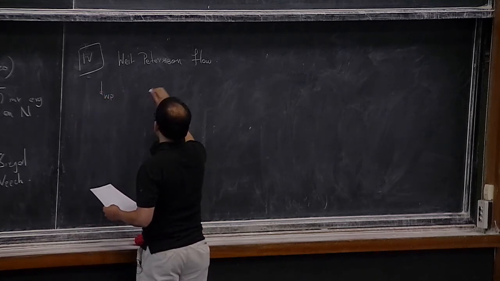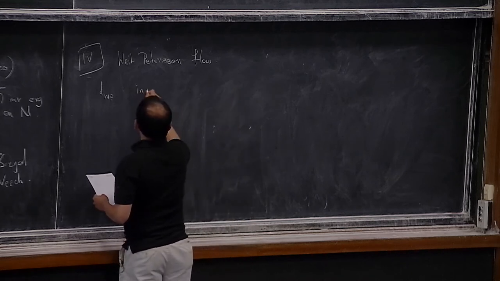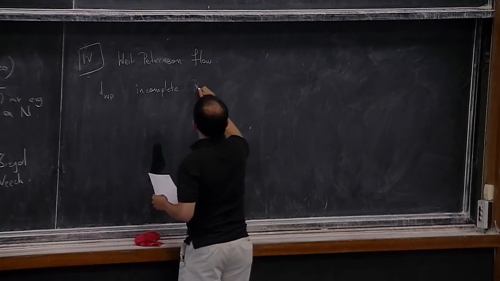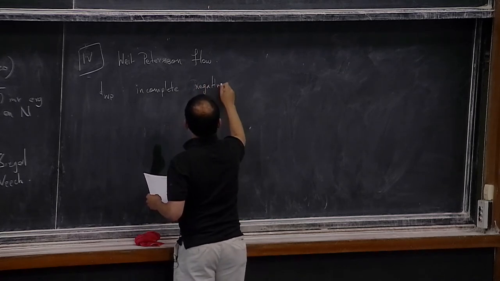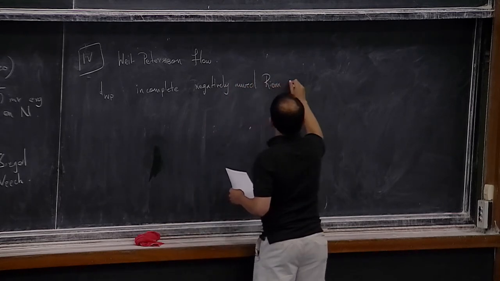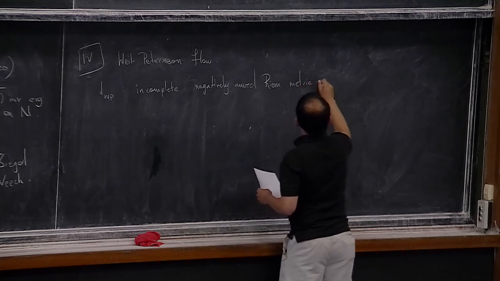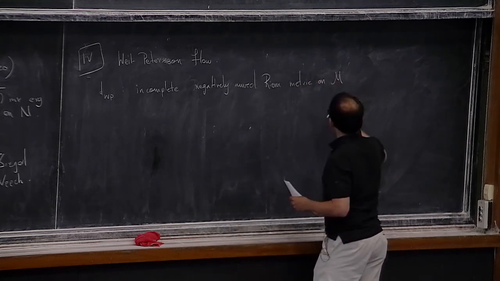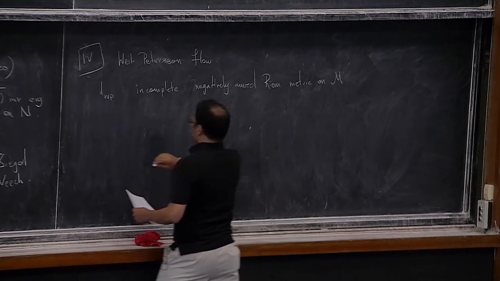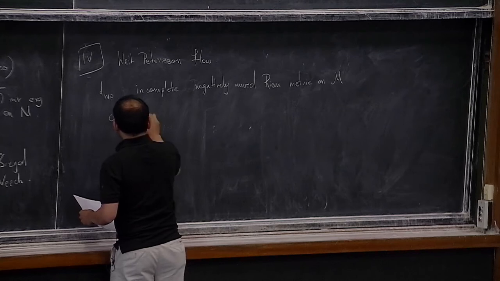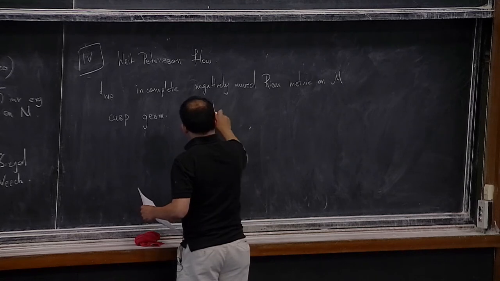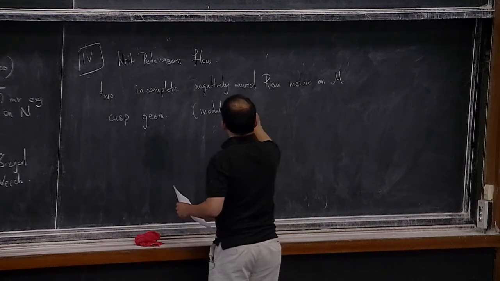So d_WP on moduli space is an incomplete, negatively curved Riemannian metric on M. What I want to really make a point about is the cusp geometry. So let's think of the modular surface, and what does the metric look like on the cusp.